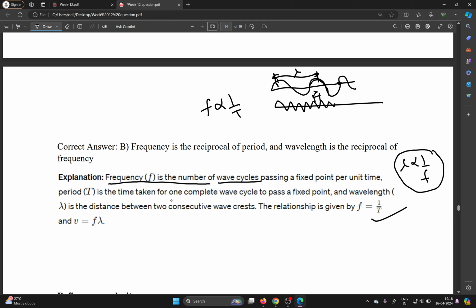And the period T is time taken for one complete wave cycle to pass a fixed point. So period is nothing but how much time your wave is taking to pass one cycle from a fixed point. So definitely if it passes in a very short period, then what will happen? Your frequency will be very high, because frequency is related to number of cycles, and your period is related to one cycle, just one cycle completely passing through.